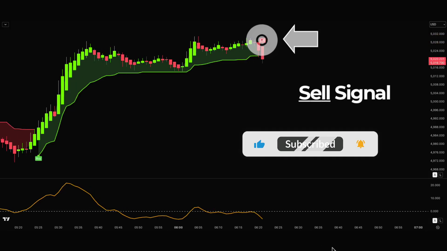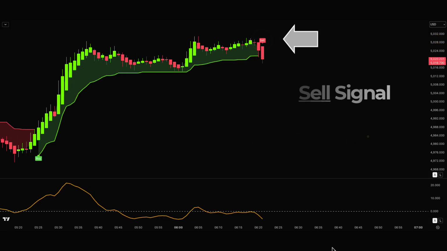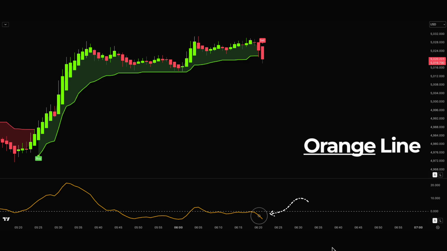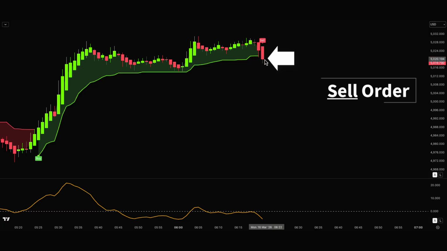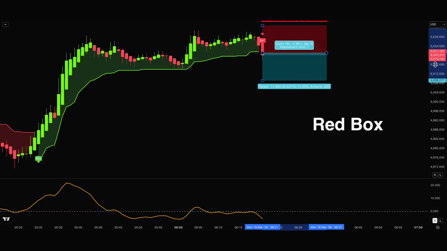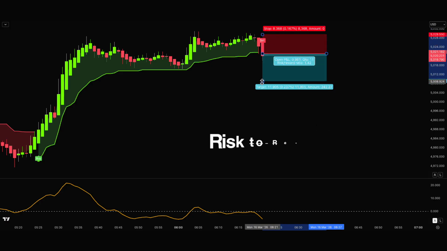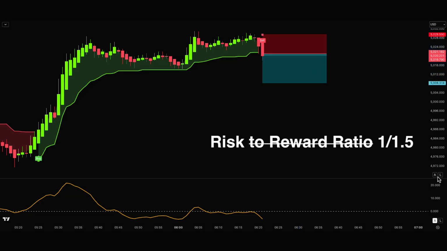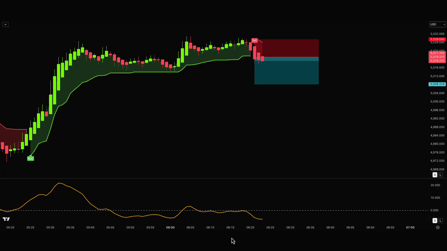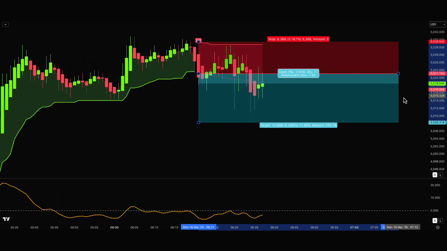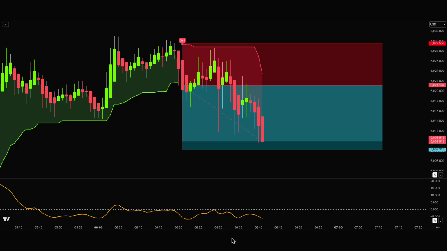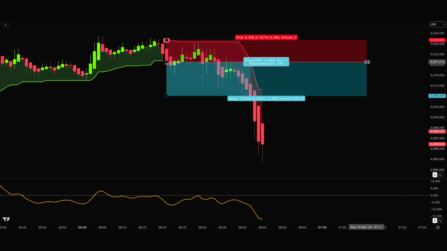When the Trading Goal arrow of this indicator gives a sell signal, the orange line of MACD Leader should be below the 0 line, and the market forms a bearish candle. If these conditions are fulfilled, then we will place a sell order. Our stop loss is to be placed at the red box, and the risk to reward ratio will be 1:1.5. The market has completely hit the target.